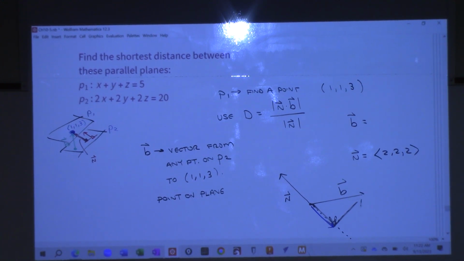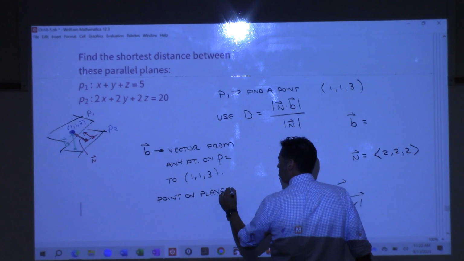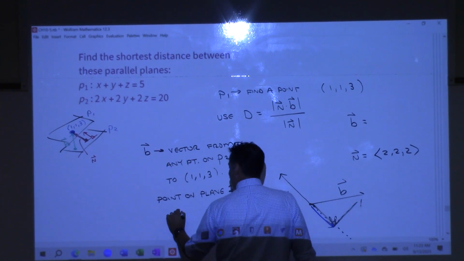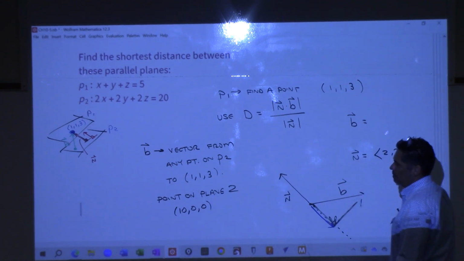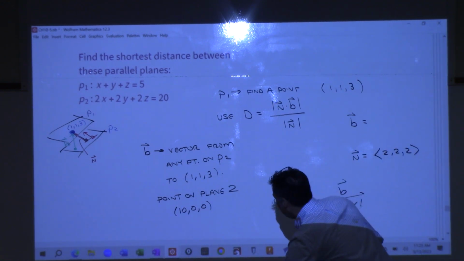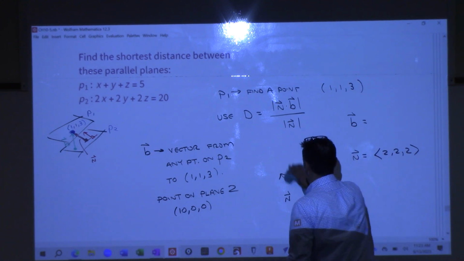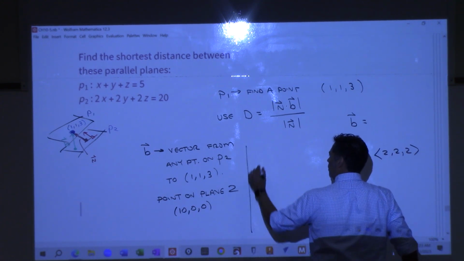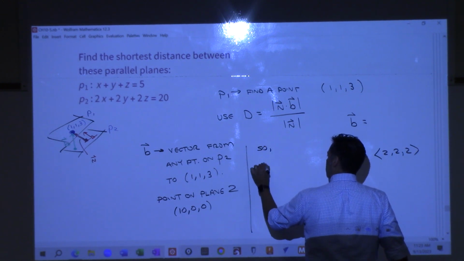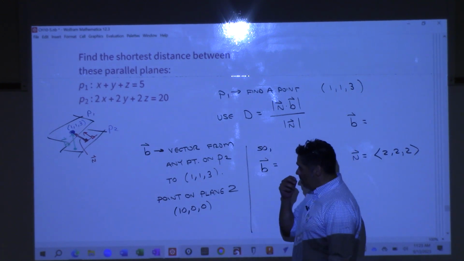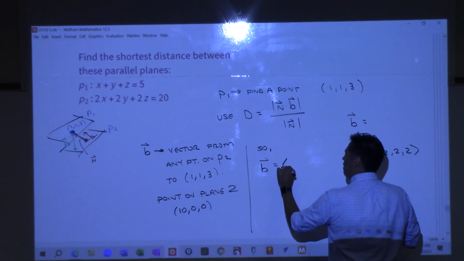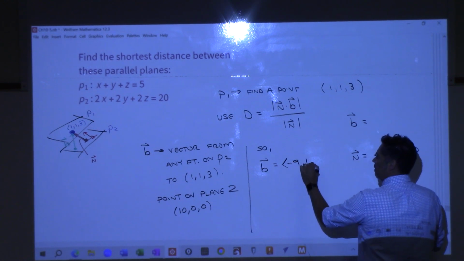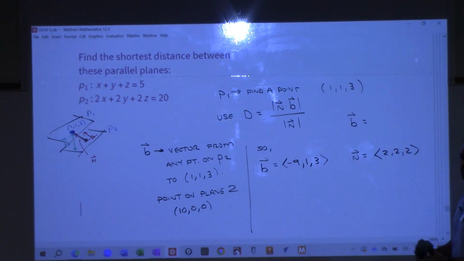Okay, so how about a point on plane 2? 10, 0, 0. Fine with that. All right, are you ready to give me what B is then? The vector B is the vector that goes from this point to that point. So -9, 1, 3.